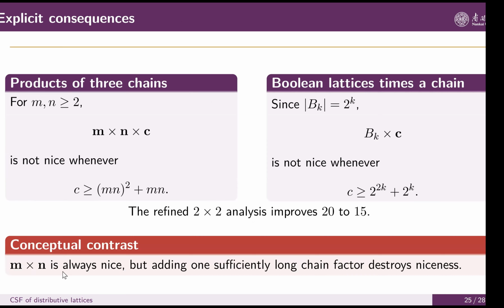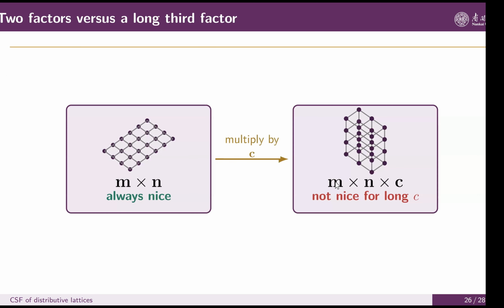It surprised us because m times n is always nice, but when you look at the product of three chains, it is eventually not nice. And that's the last result.